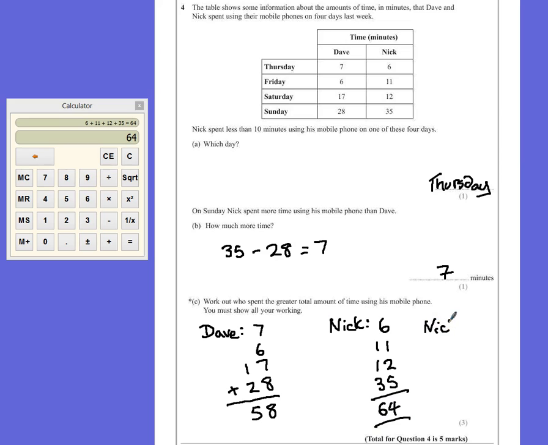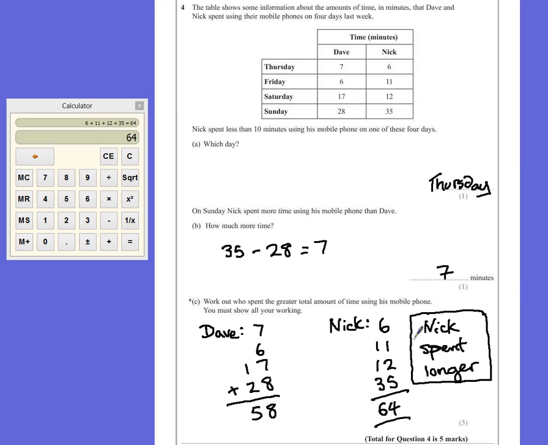The question asked who, so we have to just implicitly say Nick spent a greater amount of time. Nick spent longer. I'll put a box around it just to make sure that that's my final answer and it stands out.